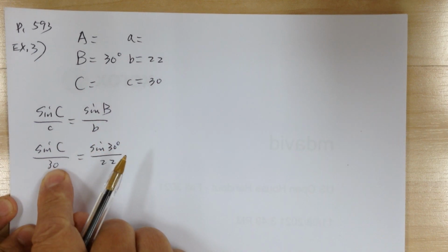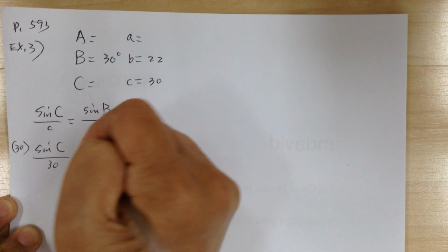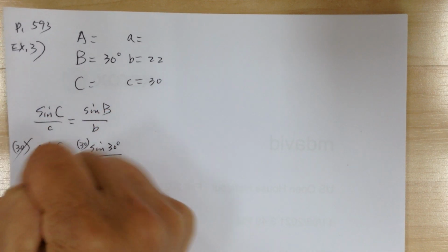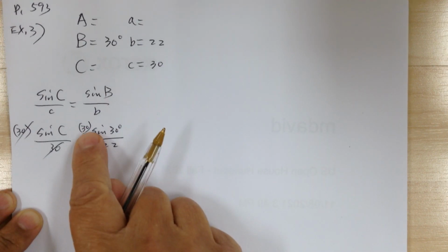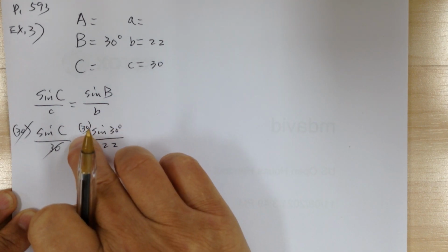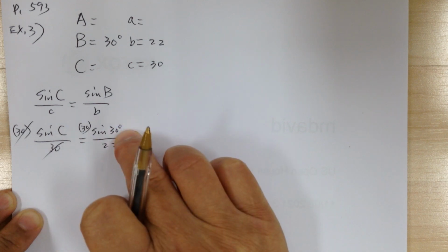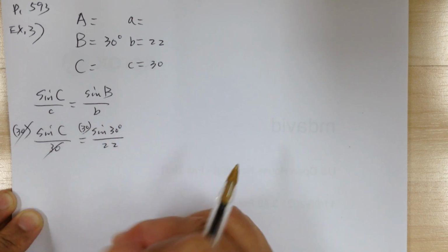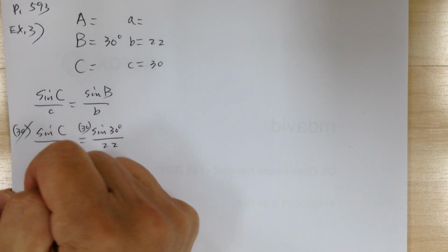So let's get rid of the denominator. So multiply by 30 on both sides. So this will cancel out. And I put this in parentheses so I know what is the addition. So this is the original, and this is the additional step. Okay, just to keep track.